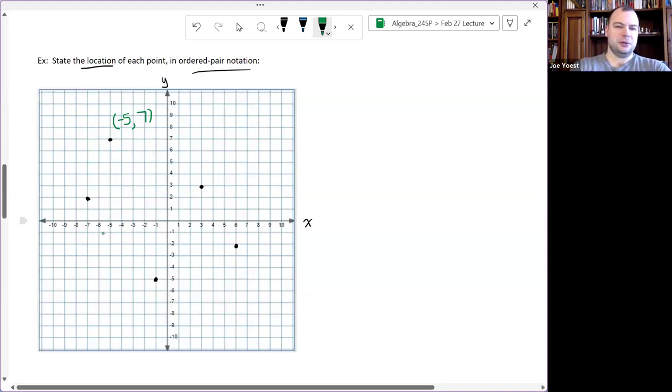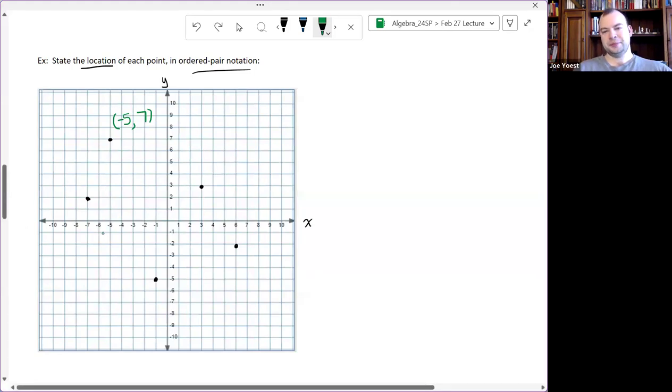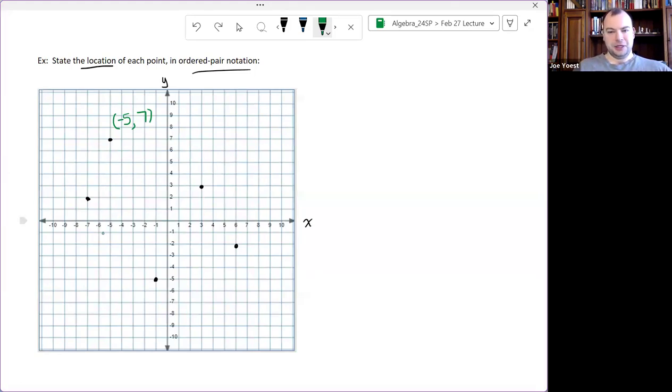I know this is in quadrant 2 where I have a negative x and a positive y, so that makes sense with the quadrant that I know that I'm in. If I look at this point over here, a little lower and to the right in the first quadrant, I see its x position is 3, its y position is 3. It's going to be at location 3 comma 3.